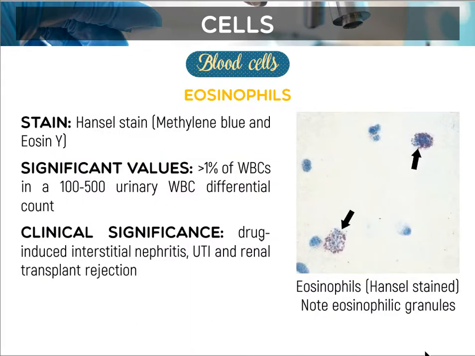Okay? So next up, we have your eosinophils. Eosinophils, guys, are not normally seen in the urine. Therefore, even if you only see 1%, they are automatically considered significant. Okay, so we stain them using your Hansel stain or the Wright stain. Its clinical significance, if present, is maybe because of drug-induced interstitial nephritis, okay? That is the primary reason. And then UTI, also renal transplant rejection, okay? So that is our eosinophils. You can see the granules there.